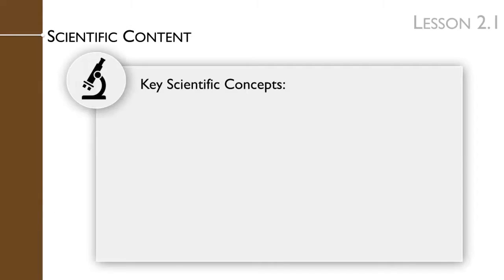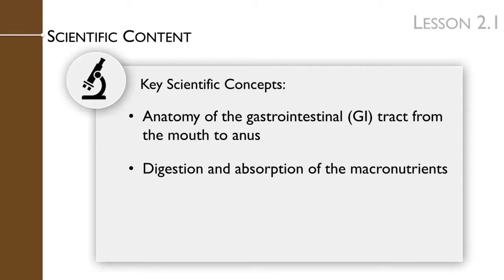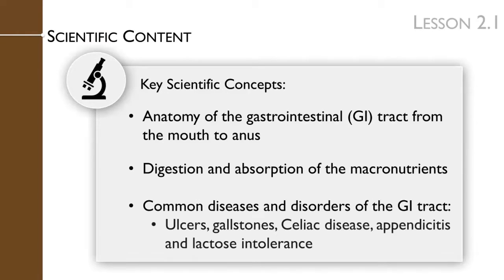To prepare for this lesson, you will need to review the key scientific concepts that will be presented throughout the lesson. They include the anatomy of the gastrointestinal or GI tract from the mouth to the anus, digestion and absorption of the macronutrients, common diseases and disorders of the GI tract, including ulcers, gallstones, celiac, appendicitis, and lactose intolerance.